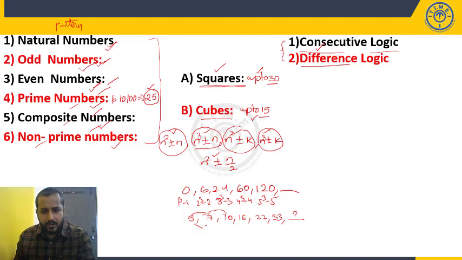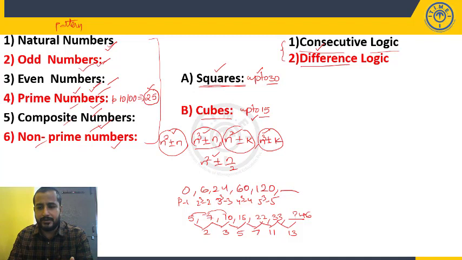Now what is the difference? 5, 7 difference is 2. 7, 10 difference is 3. 10, 15 difference is 5. 15, 22 difference is 7. 22, 33 difference is 11. So 2, 3, 5, 7, 11. What are these numbers? Consecutive prime numbers. So what will be next in the series? 13. So 33 plus 13, 46 will be my answer. Look at this. So this is how difference logic questions will be identified.